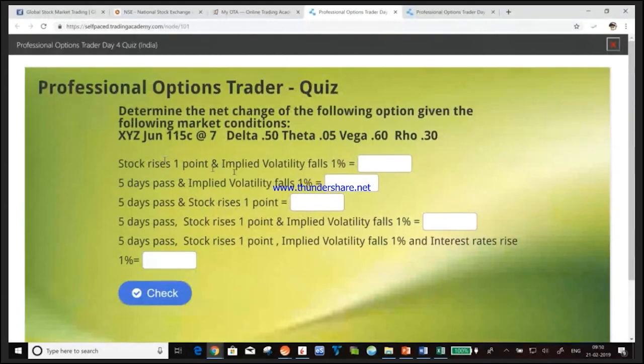Now this is also simple, right? Everything has to be done together. Stock rises 1 point means 7 plus 0.5 and implied volatility falls down. So this is going to be 7 plus 0.5 minus 0.6. Simple. No, no, 6.9 is correct, Rahul.